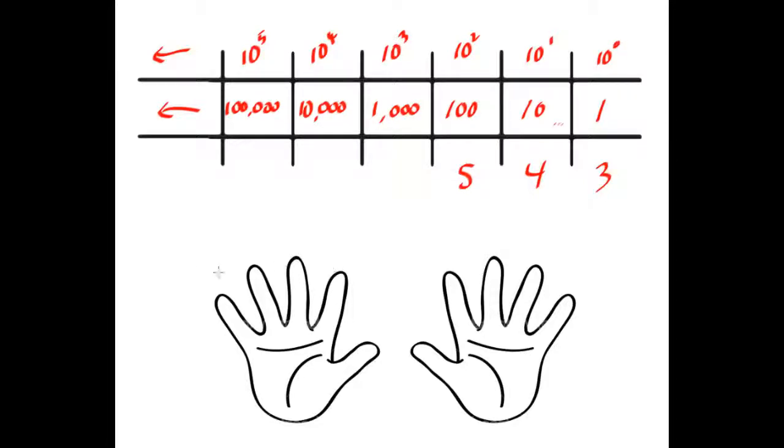So if we had 3,554, we have 3 thousands, 5 hundreds, 5 tens, and 4 ones. I think we all got that. So this pattern is going to work exactly the same no matter how many fingers we have.